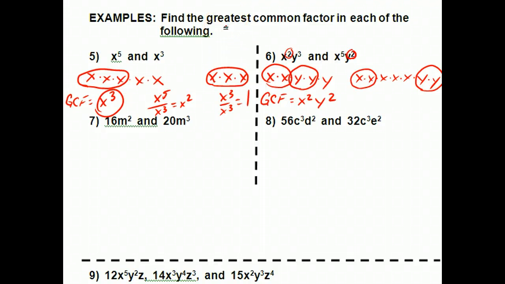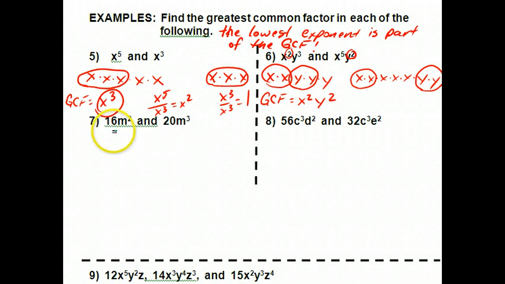So the lowest exponent is part of the GCF.